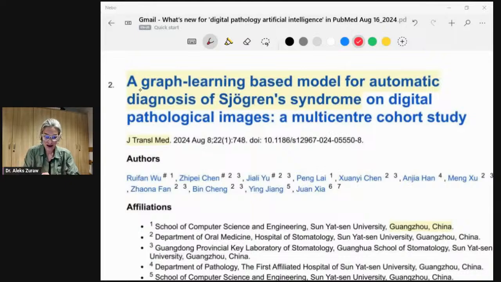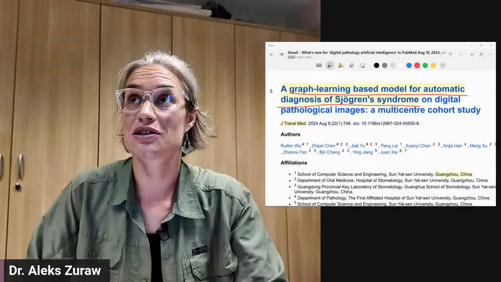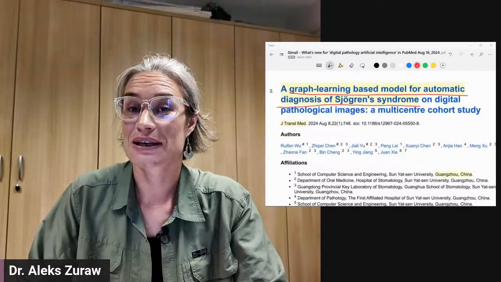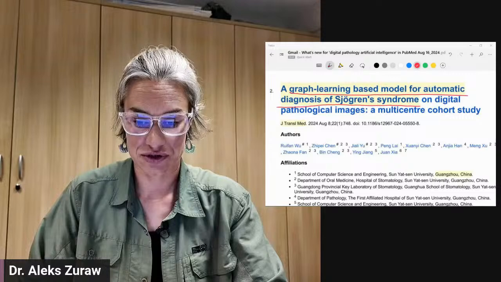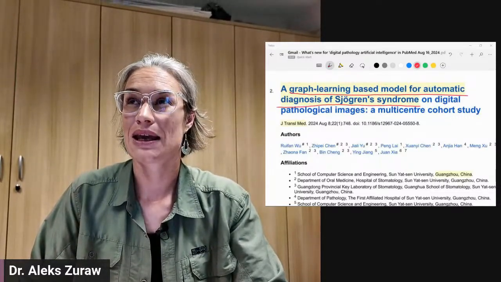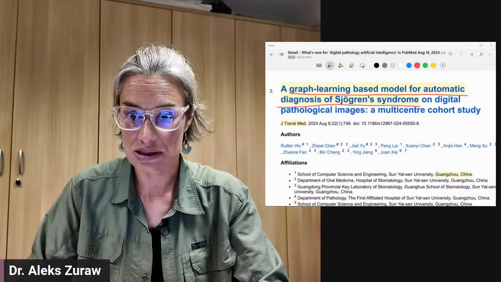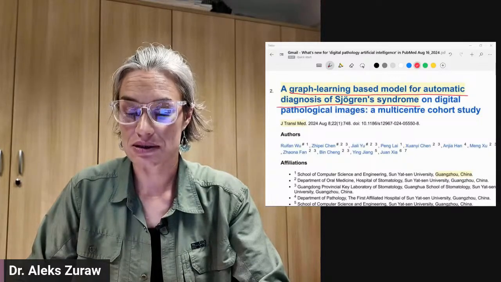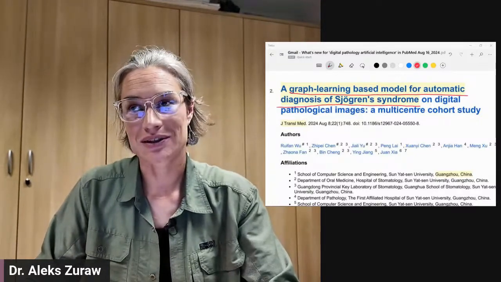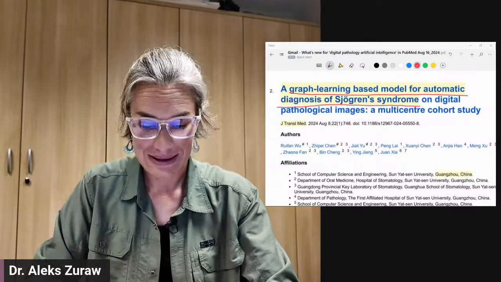The next one is graph learning based model for automatic diagnosis of Sjögren syndrome on digital pathology images. I actually once was part of an image analysis evaluation of clinical trial samples for Sjögren syndromes, and we worked on immunofluorescent images. We had to stain different types of immune cells and then quantify them, which was not possible visually. So image analysis, well, no, I was not confident in my visual evaluation. The more markers you have, the more difficult it is. But let's see what they did.